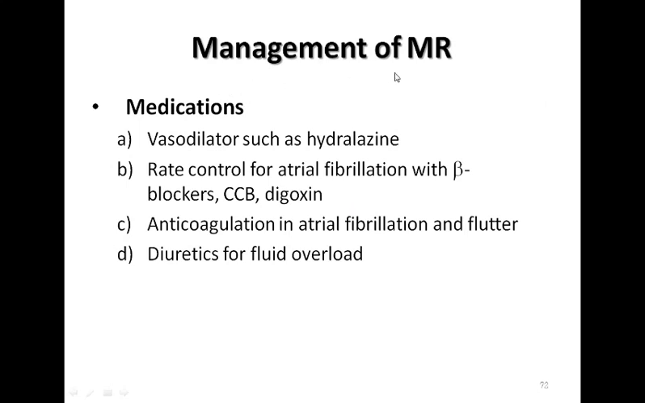How to manage chronic mitral regurgitation? Medication: vasodilators like hydralazine, rate control for atrial fibrillation with beta blockers, calcium channel blockers, and digoxin. Anticoagulation in atrial fibrillation or flutter patients. Diuretics for fluid overload.